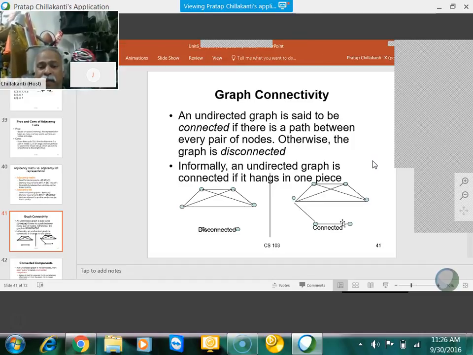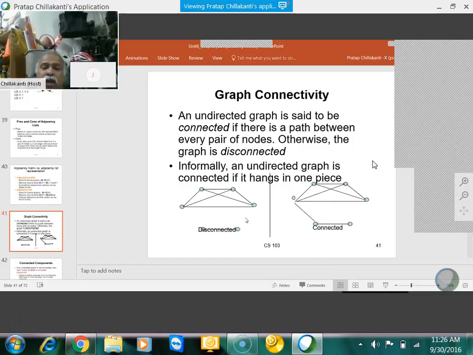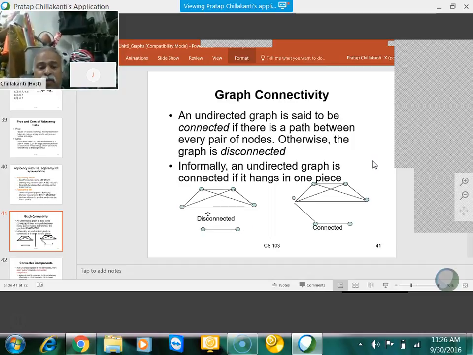Okay. So what we are saying here is, when we are talking about connectivity in a graph, when you have an undirected graph, if it is connected, there is a path between every pair of nodes. That is a key characteristic of a connected graph. For every pair of nodes, there is a path. If you see the one on the left, it's a disconnected graph, because the nodes at the bottom are not connected to the rest of the picture. That's why you call this graph disconnected.